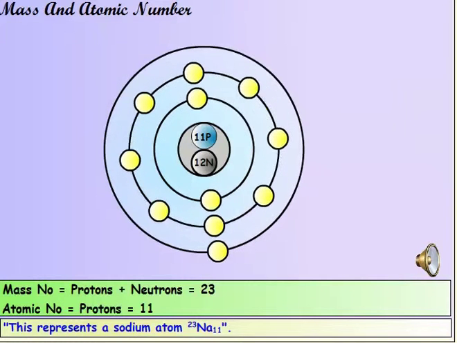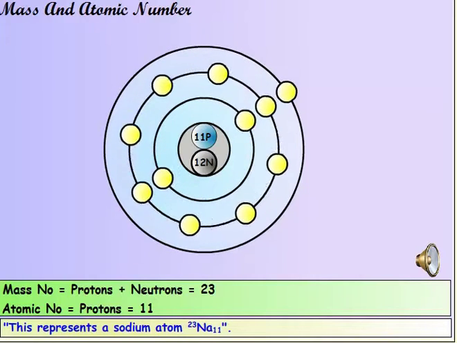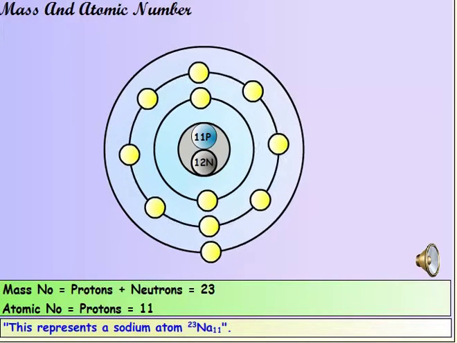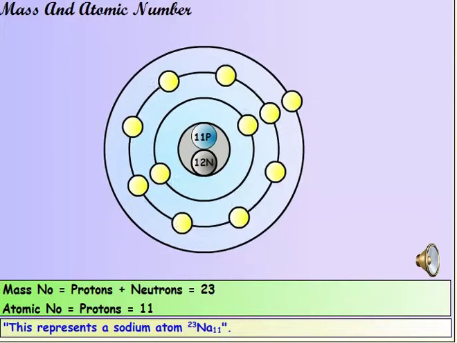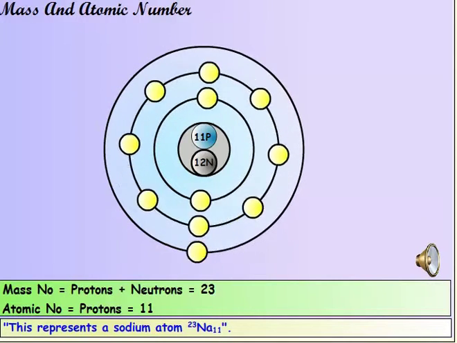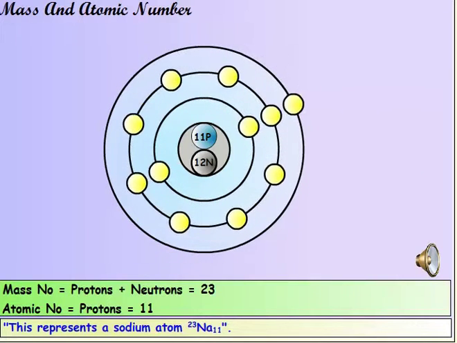In an atom, the atomic number represents the number of protons, and the mass number represents the sum of protons and neutrons. The protons and neutrons are embedded in the nucleus, whereas the electrons revolve around the nucleus.